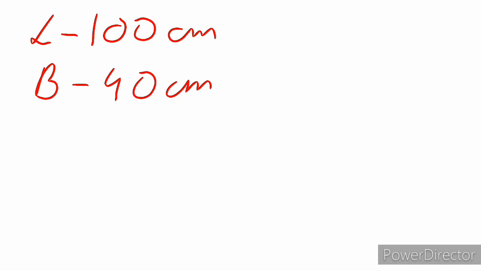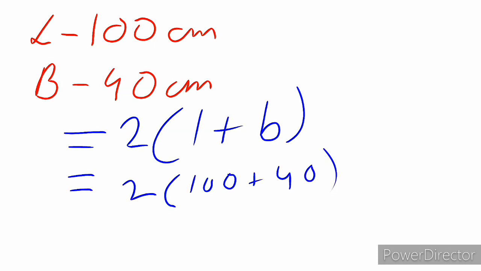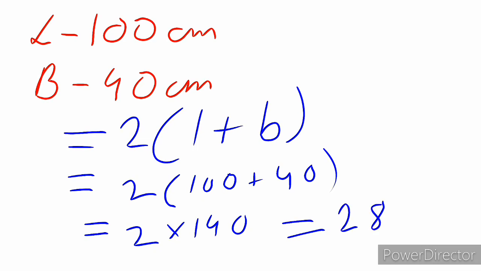According to the question, first we have to write the formula. The formula will be 2 into (L plus breadth), right? And then you have to fit this. Okay, 2 into (100 plus 40), that will be 2 multiplied by 140. The answer for this will be 280. So she requires 280 centimeters for the fencing.